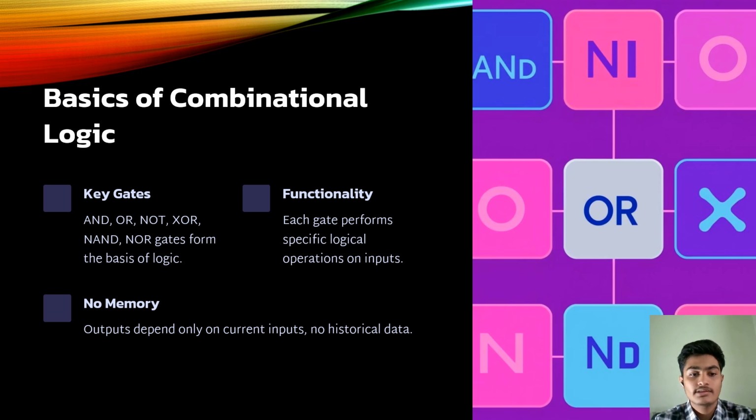Basics of combinational logic. Key gates: mainly we use AND, NOT, XOR and NOR gates for the basics of logic. Functionality: each gate performs a specific logical operation on inputs. No memory: outputs depend only on current inputs, with no historical data.